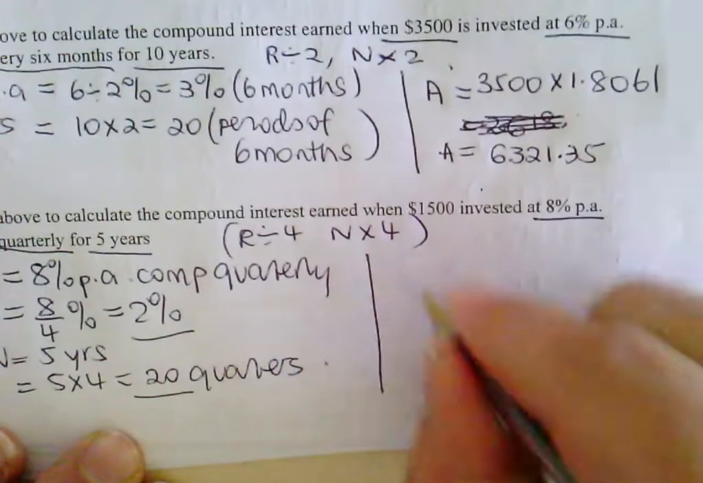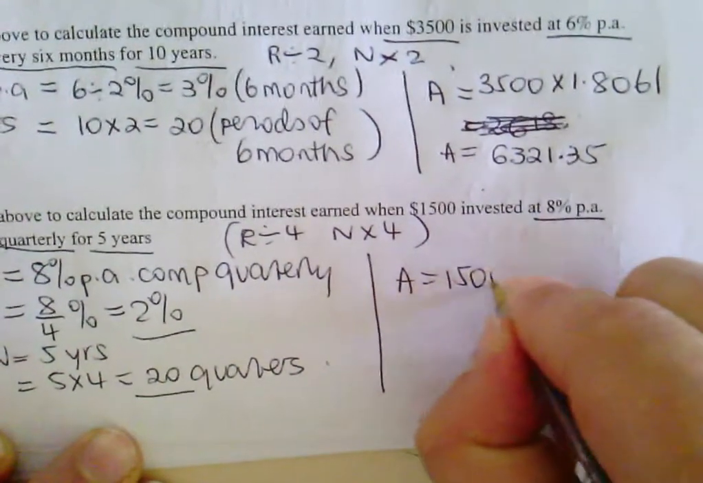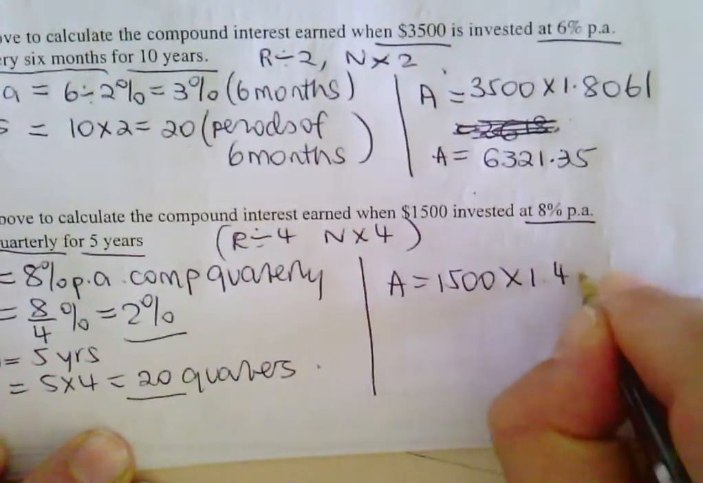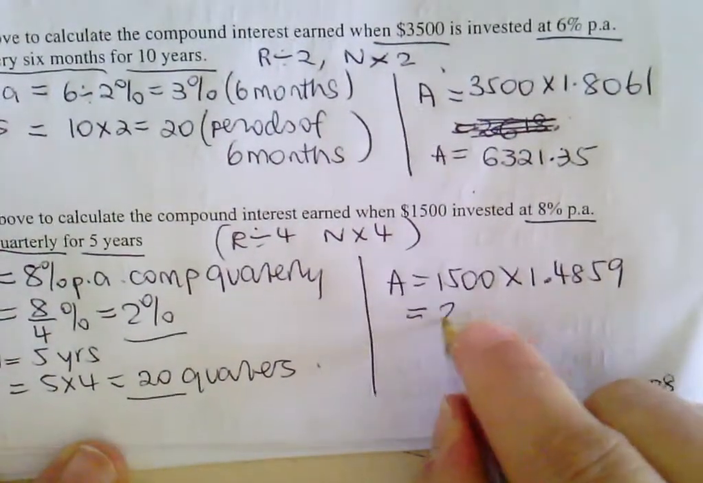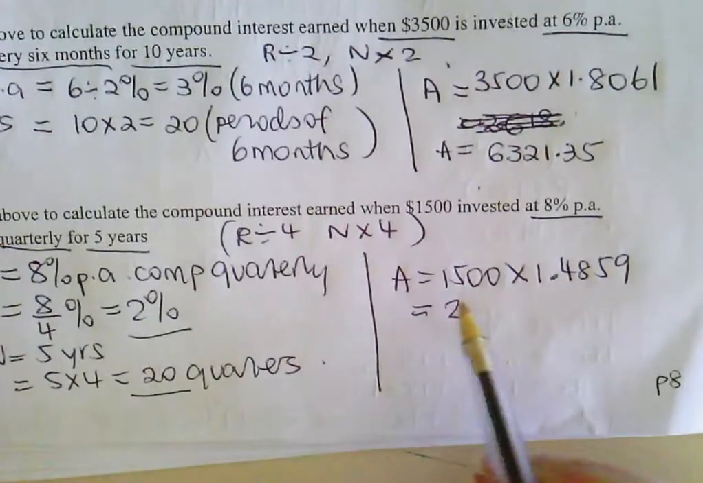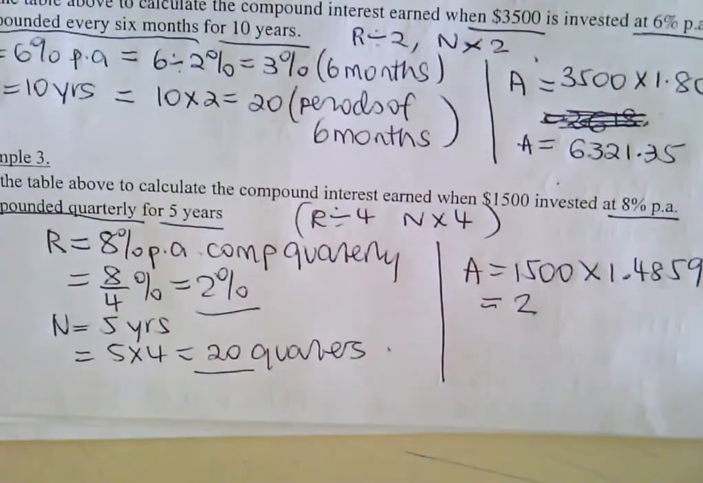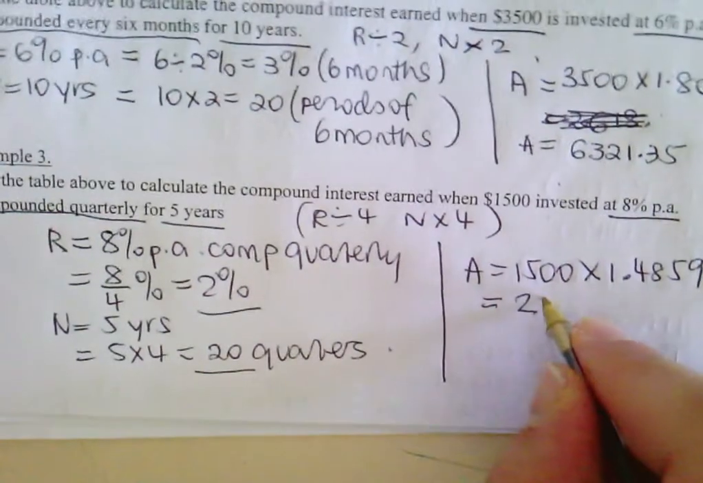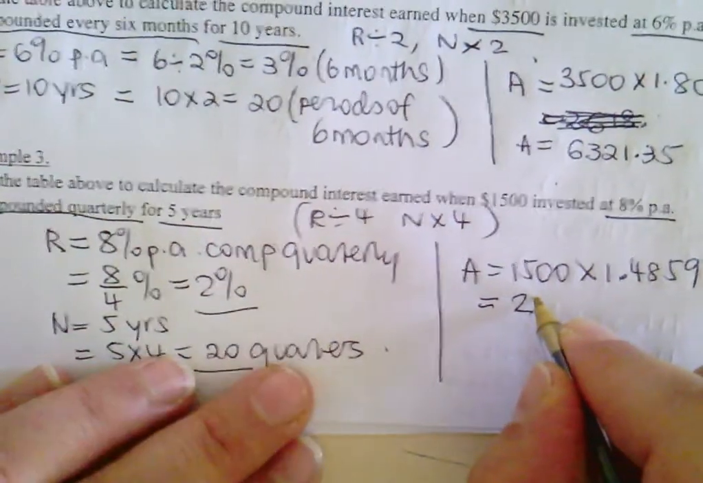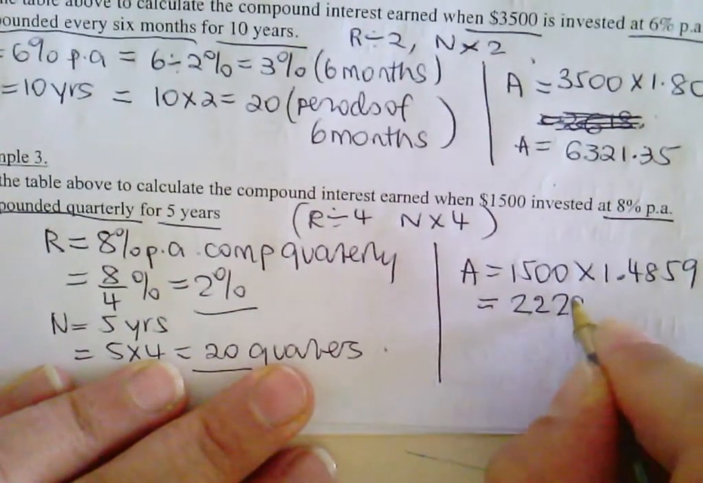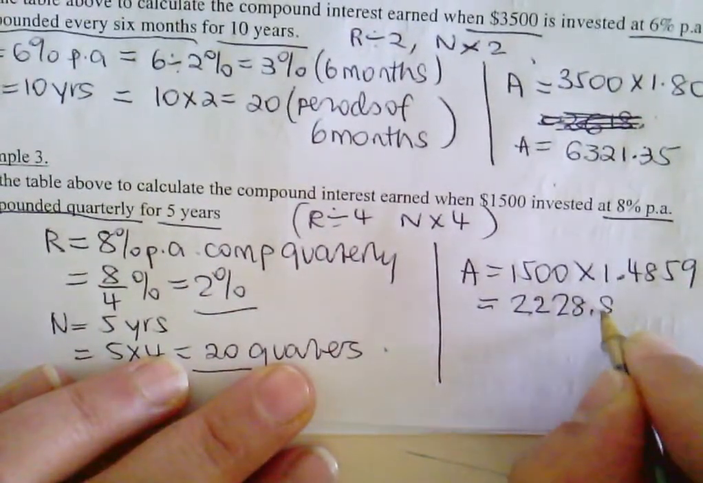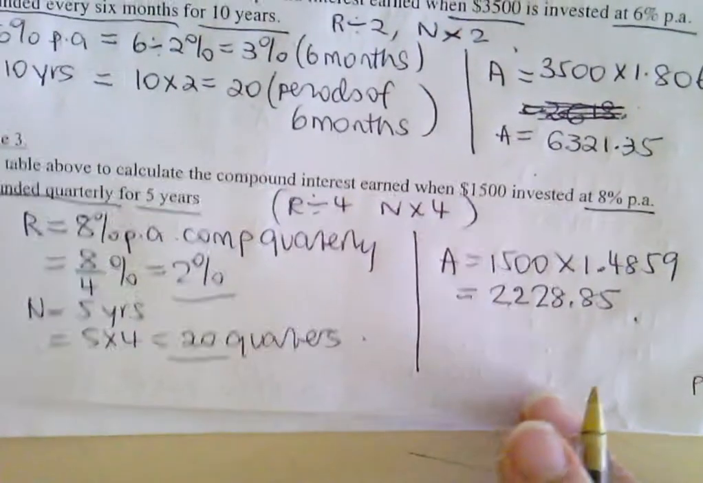There is 1.4859. So your amount, $1,500 times 1.4859. Your answer should be about 2,000 something, because it's 1,500 times 1.5 roughly. What do you get? 228? 2,200 and? Okay, I will send you homework.